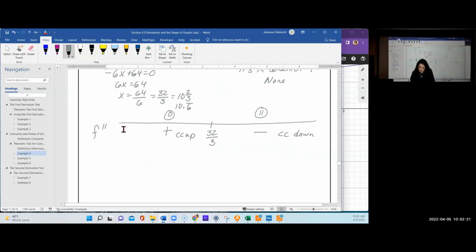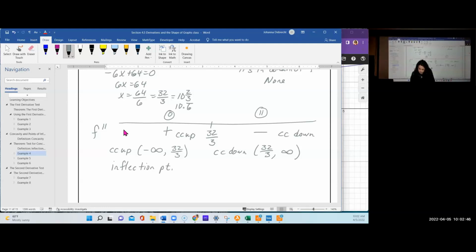So the information that I've added is that it's concave up over the interval from -infinity up to 32/3 on the x-axis, and it's concave down over the interval from 32/3 to infinity. And I have an inflection point which is at 32/3. And now I need to take 32/3 and plug it into the original function.